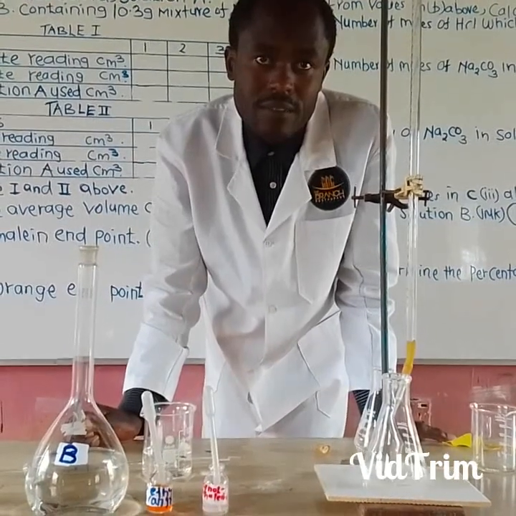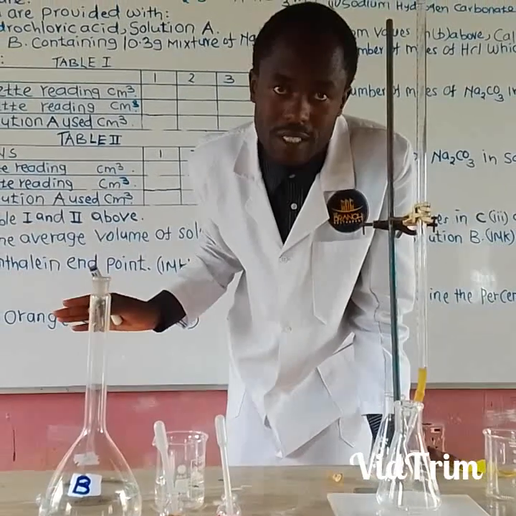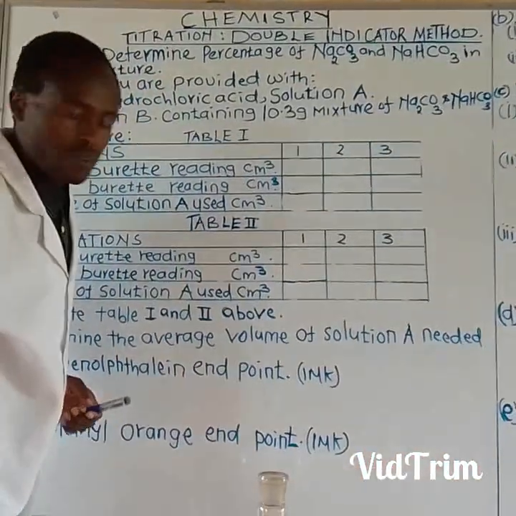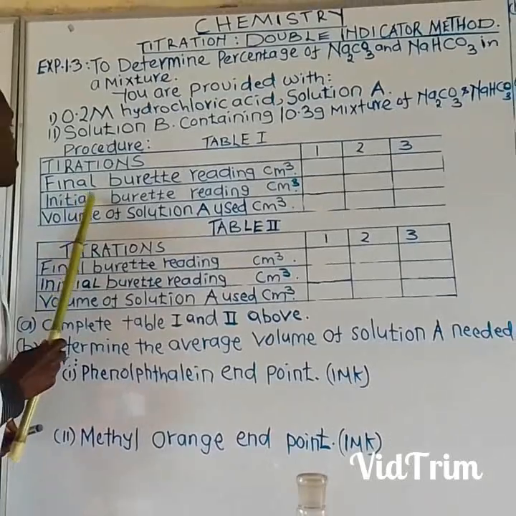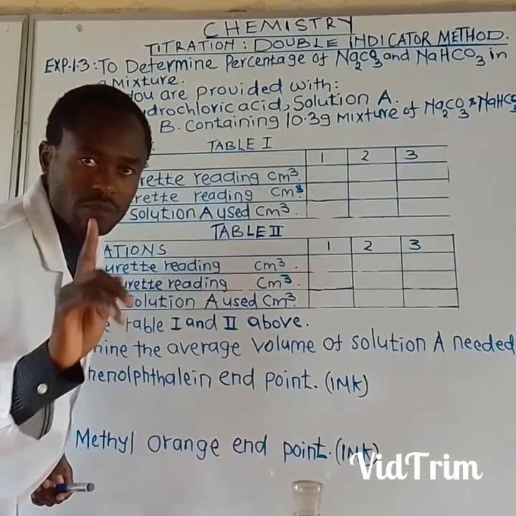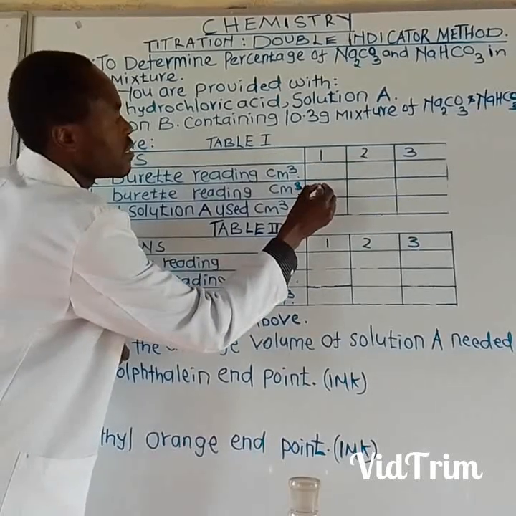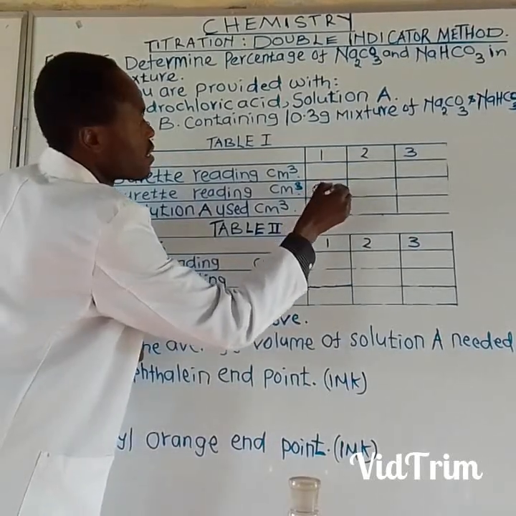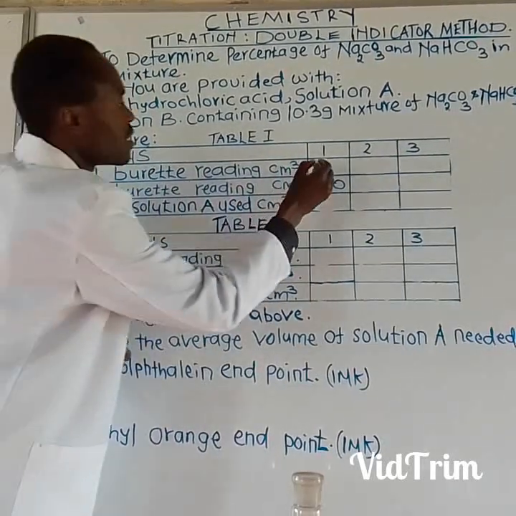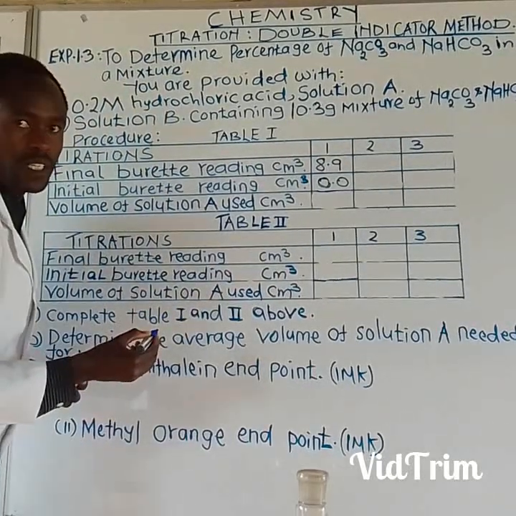Is it okay? So next step I have to record in the table, table 1. So with me, focus here. My student, you can see we have initial burette reading and final burette reading. And we began from 0, isn't it? So the initial burette reading for titration number 1 is 0.0. Then the final burette reading is 8.9.